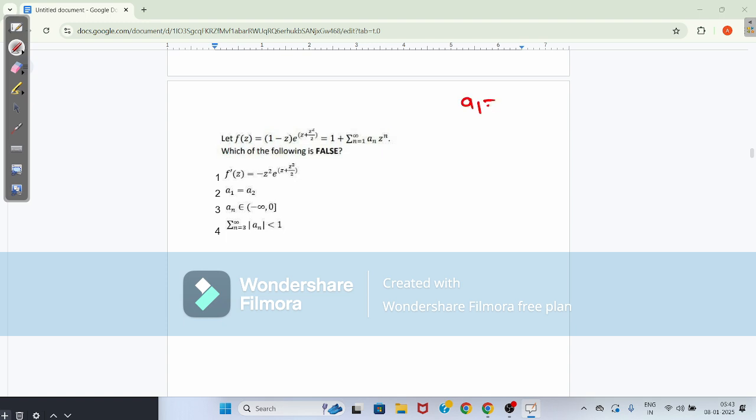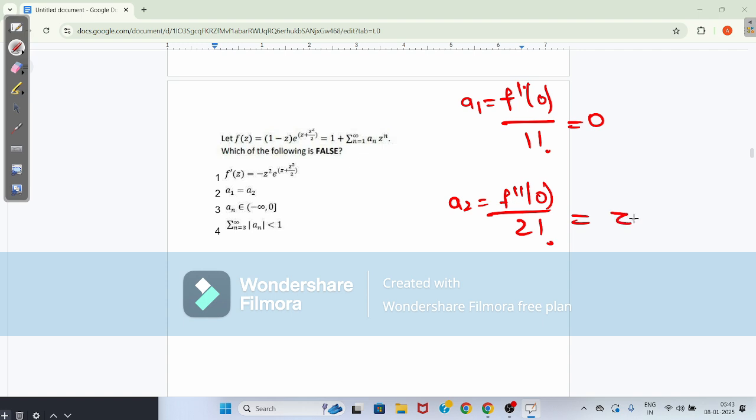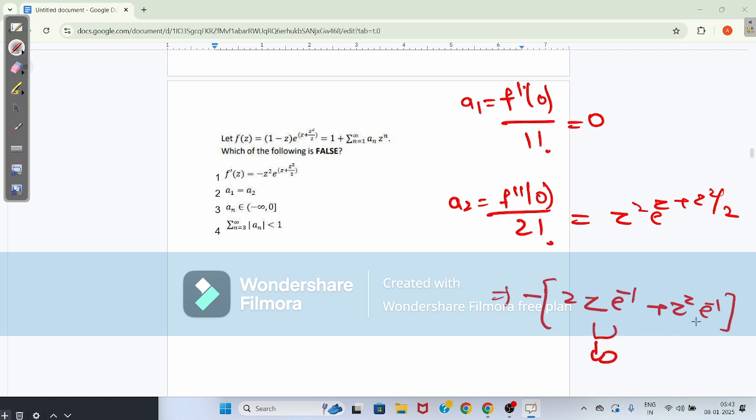Now here a1 is equal to f dash of 0 by 1 factorial, which is equal to 0. a2 is equal to f double dash of 0 by 2 factorial, that equals z square into e power z plus z square by 2. This can be written as minus of 2 into z e power minus 1 plus z square into e power minus 1. So this value becomes 0. When you calculate it, it becomes 0 here. So these two values become 0. So here a1 is equal to a2, so a n lies between minus infinity to infinity. This is also a true statement here. Which is the false statement is this.